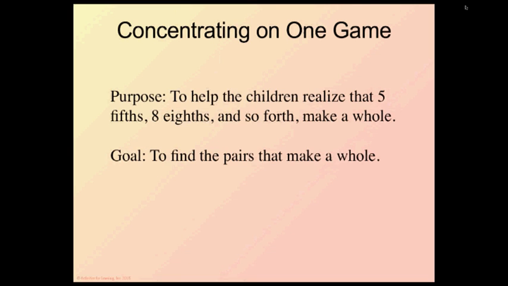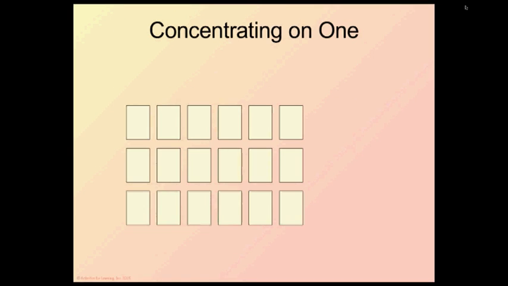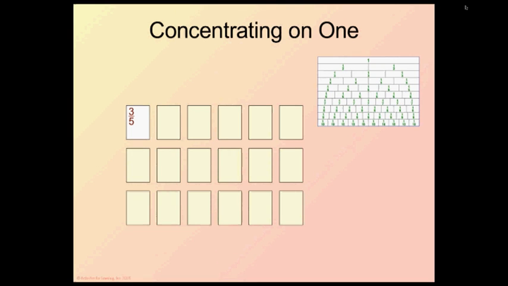So, of course, we're going to play a game to help the children realize that 5/5, 8/8, and so forth make a whole. Our goal is to find the pairs that make a whole. Now, this is a pre-selected group of cards. Of course, I'm going to use my chart because I want to use this tool so that I can increase understanding, and give the children something to work with, something tangible. So I turn over 3/5.